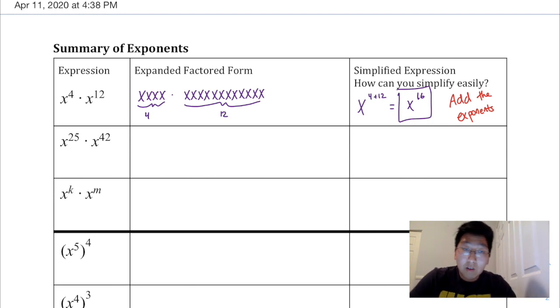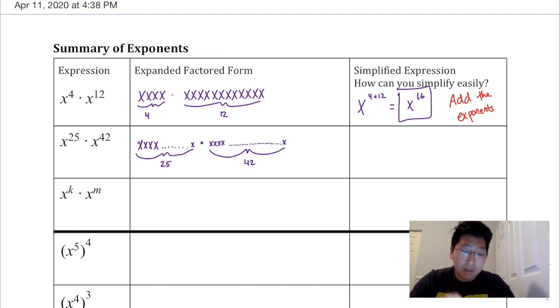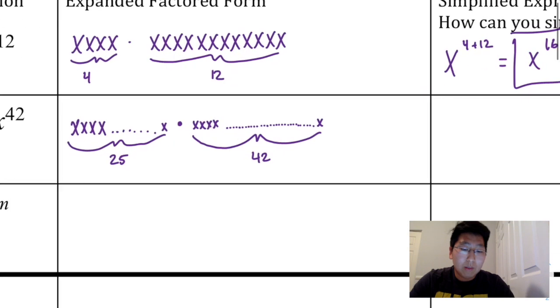So here's another problem. I would never want you to write x to the 25th and x to the 42nd, like, that's a lot of time. That's a waste of time. So here I'm going to just say x dot dot dot x, and that's going to represent 25, okay? Times x to the 42, just like I did about 25. I'm going to say the same about 42.